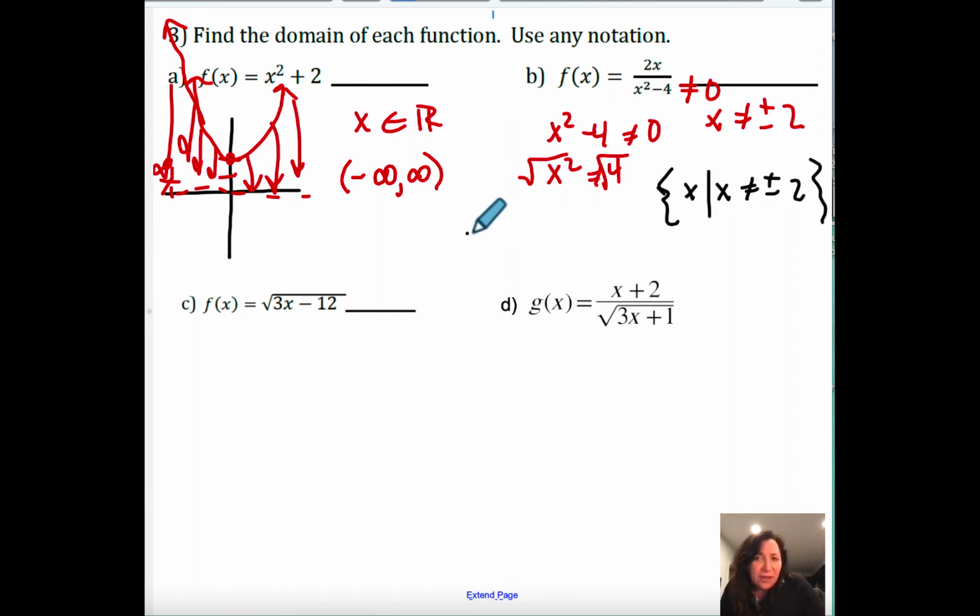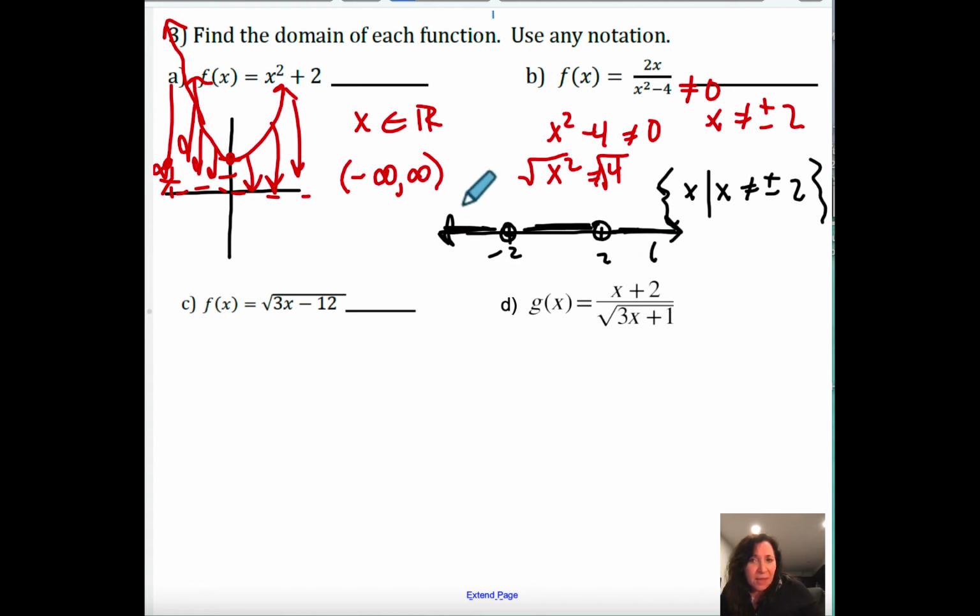So realistically, this is what we're looking at. Here's negative 2. Here's 2. It can't be this value or it can't be this value. There are holes there, but it can be all the values going that way. It can be all the values in here, and it can be all the values on the right. Meaning, so this is interval notation.